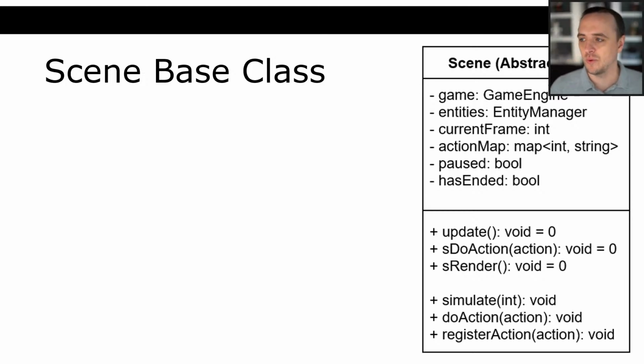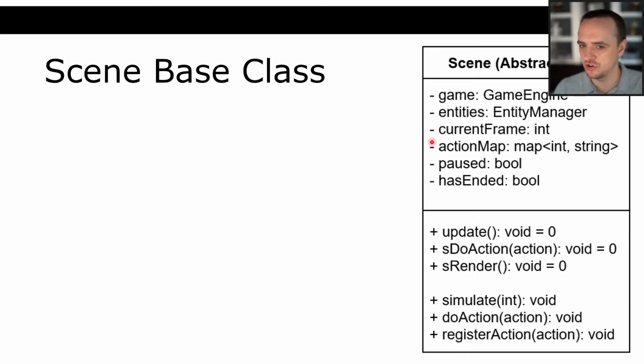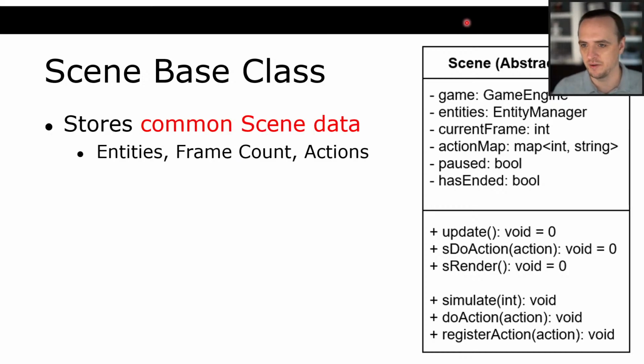Okay. All right, so now we have the scene classes. Let me move this for a second just so you can see this. Just in the top right, it just says scene abstract base class. So of course you should know what an abstract base class is because you've taken object-oriented programming. And so what does the scene base class do? It stores the common scene data. So every scene is going to have some data in common, right? So it's going to store, for example, the entities in that scene. It's going to store the frame count. So how long has this scene been running? It's going to store maybe the actions that are possible at this scene.